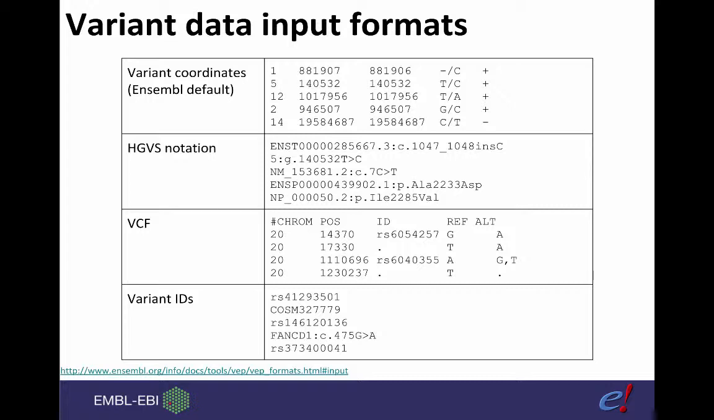Most commonly, if you've carried out your own sequencing variant calling, then you'll have your data output in a VCF, this variant call format. And you can see this is quite similar to the way that we report it in Ensembl, but simply listed by the chromosome positions and the reference and alternate alleles. And you can also supply VEP with a list of variant IDs if you want to do batch analysis on IDs that you've already identified.